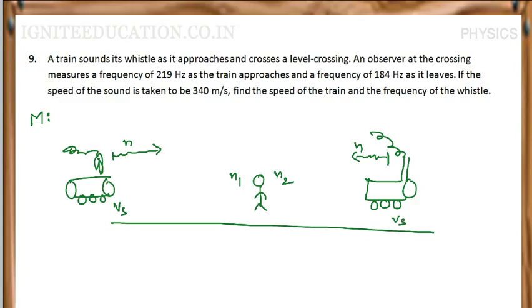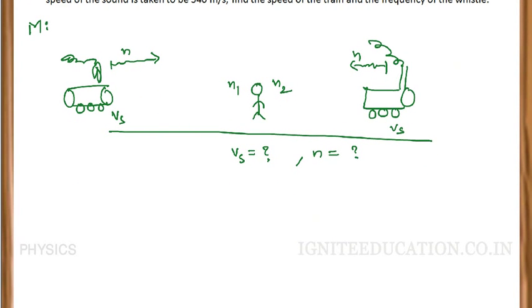This is the exact situation. Now we need to find out the speed of the train, that means vs, and the frequency of the whistle, n is equal to what. Those two we need to find out. That is our motto. Now I am going to investigate the problem.